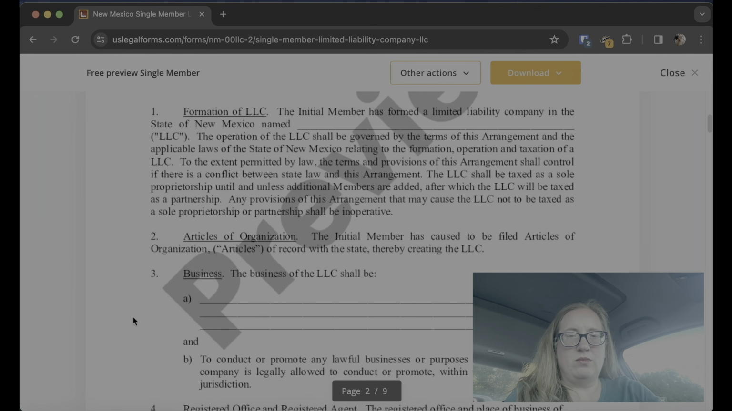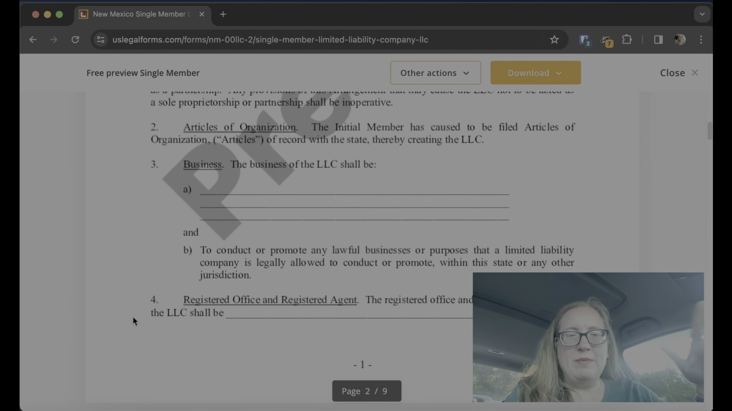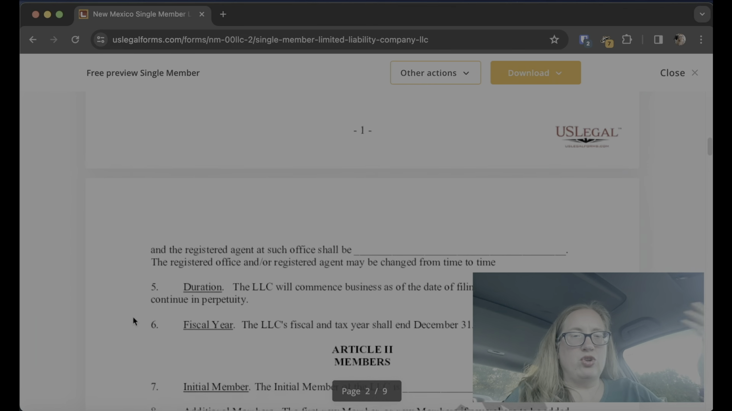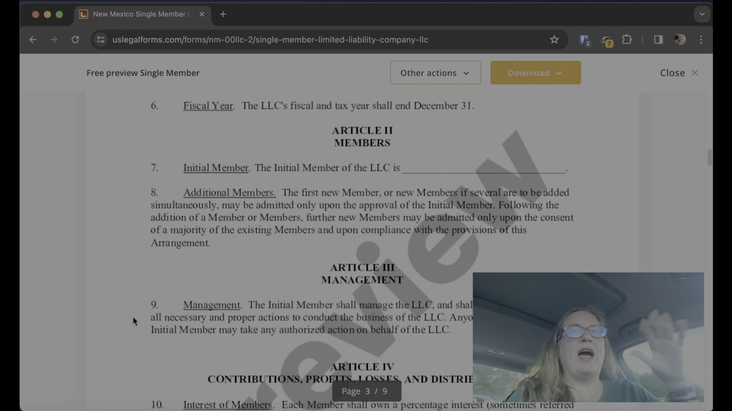It has when it was formed, and what the articles of organization are, that's the thing that you file with the state, that was already done when you set it up. What the business is going to be. You could also have any lawful business. Who's the registered agent? How long will it exist? It's in perpetuity is what mine is. What's the fiscal year? That's what your tax year is going to be, which by default is annual, through the end of the calendar year, but it could be a different time of year.